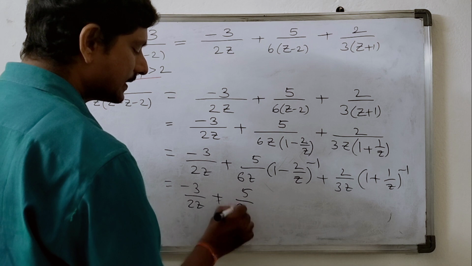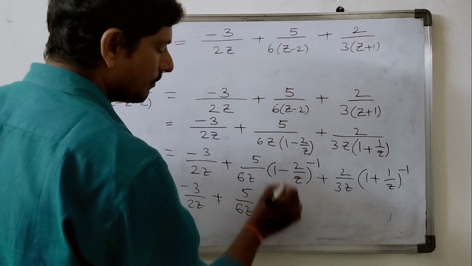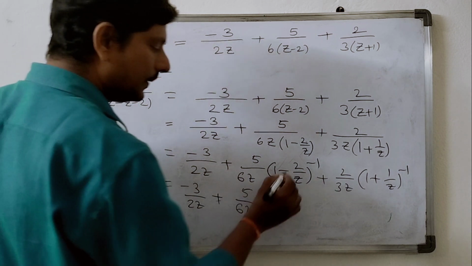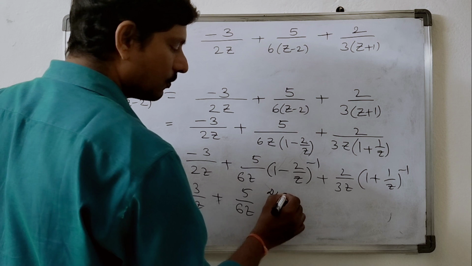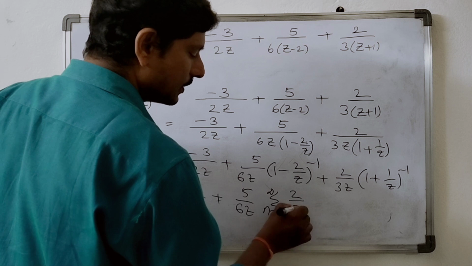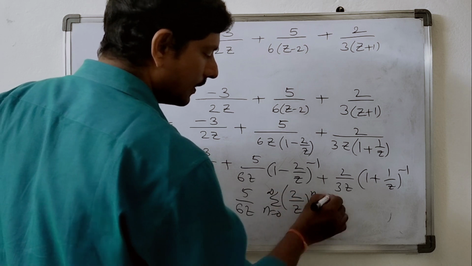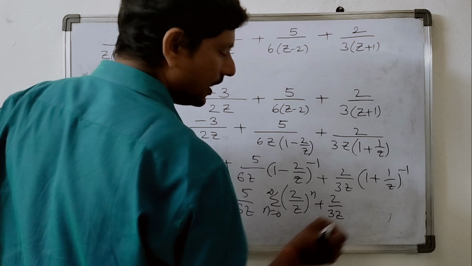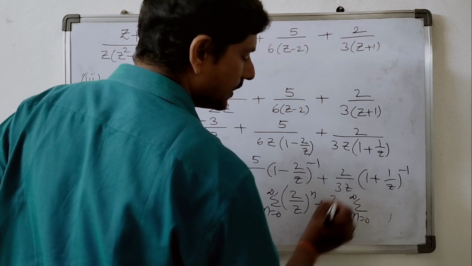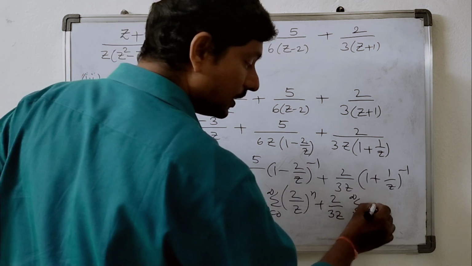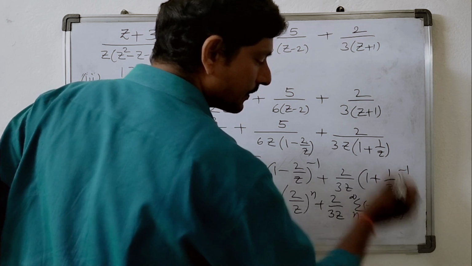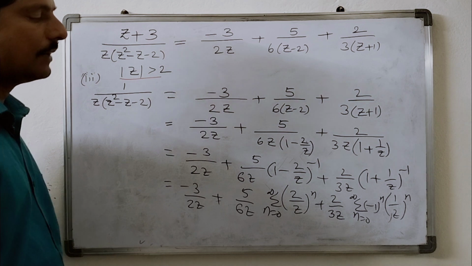And 5 by 6z. What is the expansion? Minus minus in short form, sigma n equal to 0 to infinity. So both are negatives, therefore only x to the power of n is our answer. What is the x here? 2 by z. So (2 by z) whole power n, plus 2 by 3z of 1 plus, minus is there. So if plus minus is there, the formula is sigma n equal to 0 to infinity, minus 1 whole power n. What is in the place of x? 1 by z. Okay, minus 1 whole power n into (1 by z) whole power n.